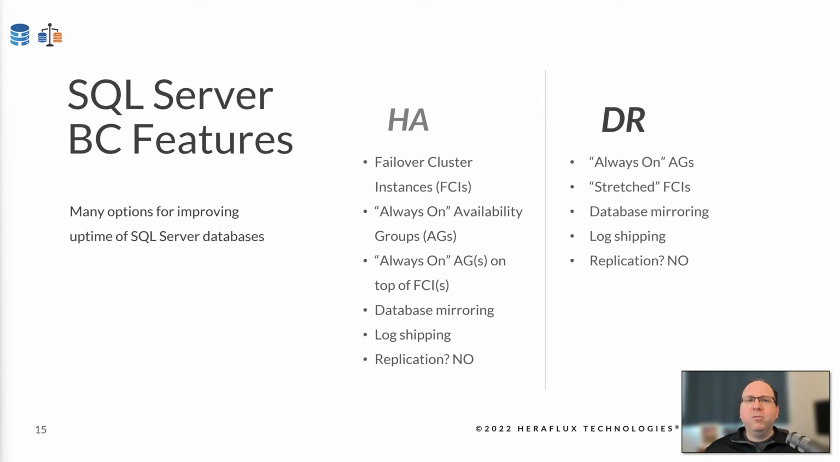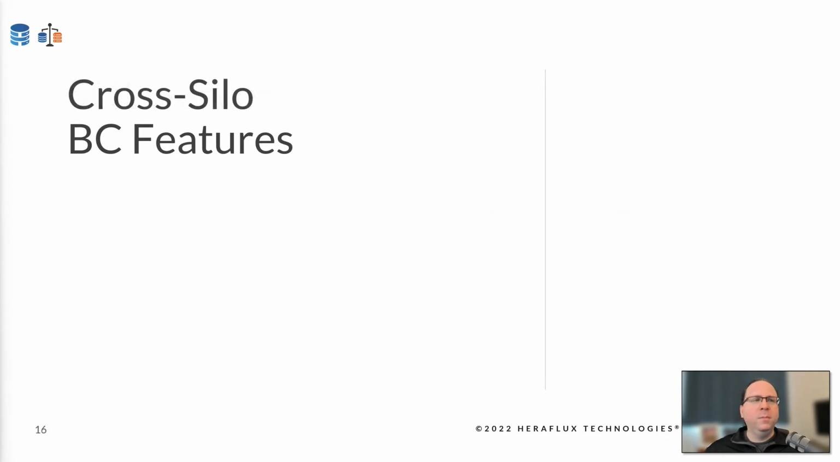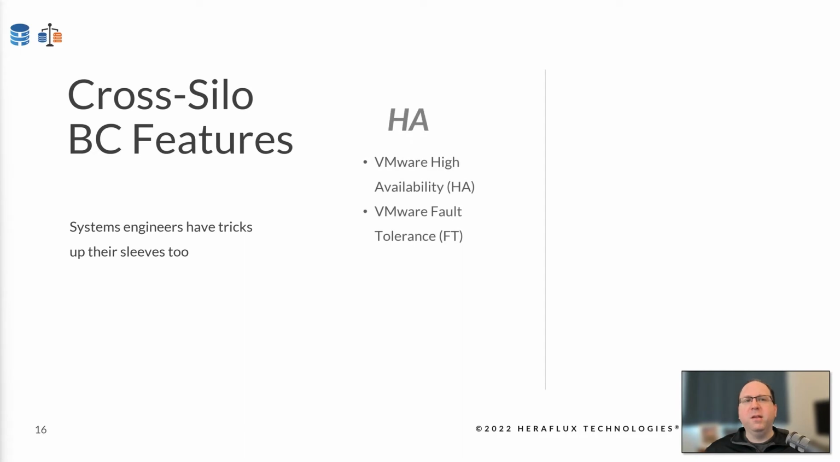Now, disaster recovery. It's where things get even more interesting. We've got our Always On availability groups again. We've got, quote, stretched failover cluster instances. We've got database mirroring. Log shipping definitely applies here. Transactional replication, still a big no. Now, when we start to zoom out a little bit, there's a lot of stuff in this infrastructure that can take care of this stuff for us as well, depending on the SLAs.